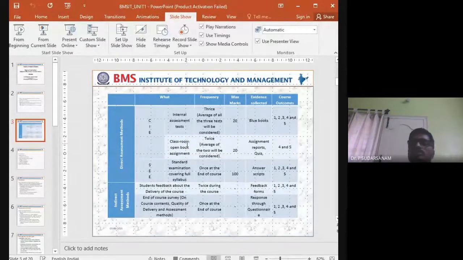Now, as you know, first the internal assessment is calculated as 20% for the direct test. 3 tests will be conducted, and either the average of 2 or the best of 2 will be taken, that we will see later. The next 20 marks are for classroom work, open book assignments or quizzes or MCQs or whatever it may be.